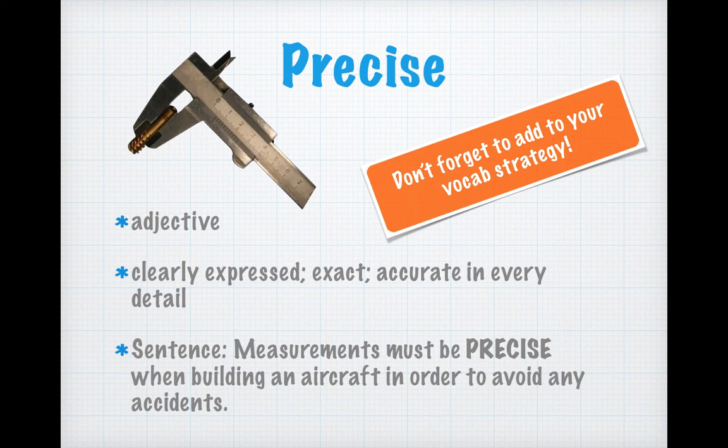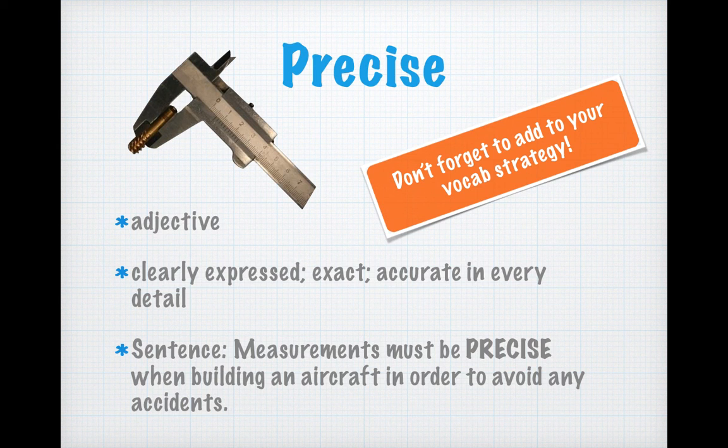So you'll notice that the definition is a little bit different between concise and precise. With concise, it's saying something in few words. With precise, it's saying something very accurately or exactly. So make sure you know the difference between these two words.